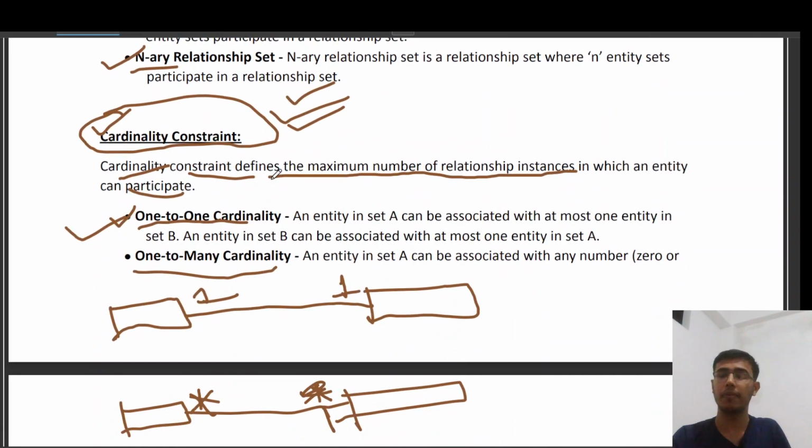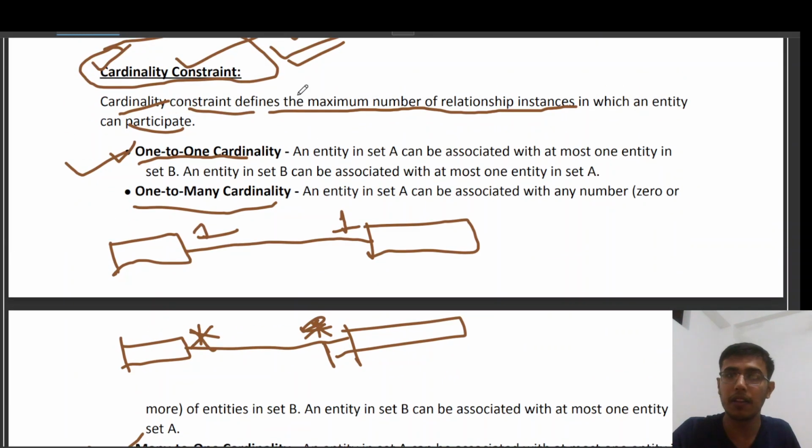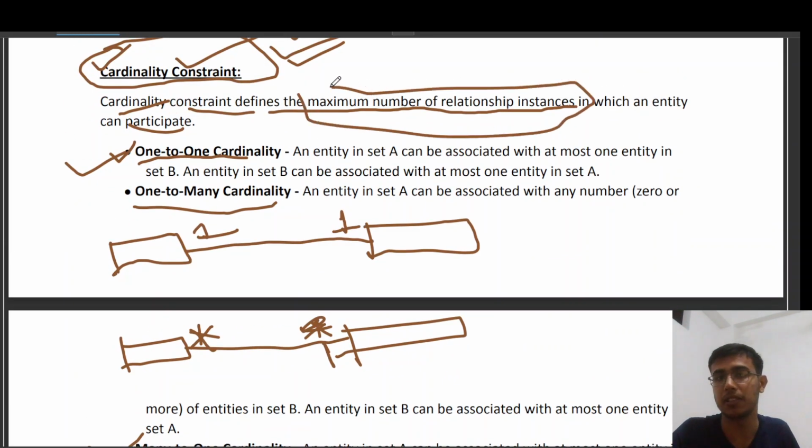Now the next thing we are going to discuss is cardinality. Cardinality constraint is about the maximum number of relationship instances, right? So cardinality constraints basically describe the maximum number of relationship instances in which an entity can participate.